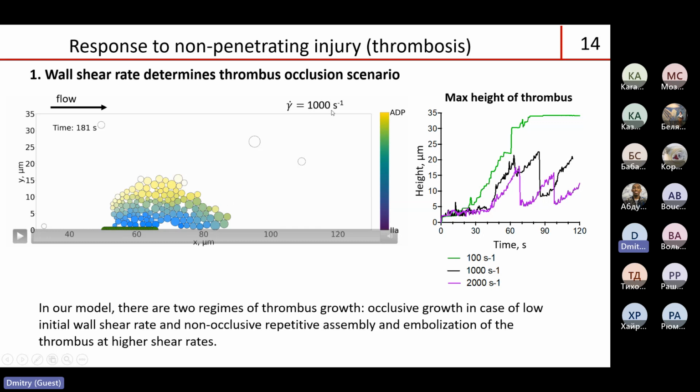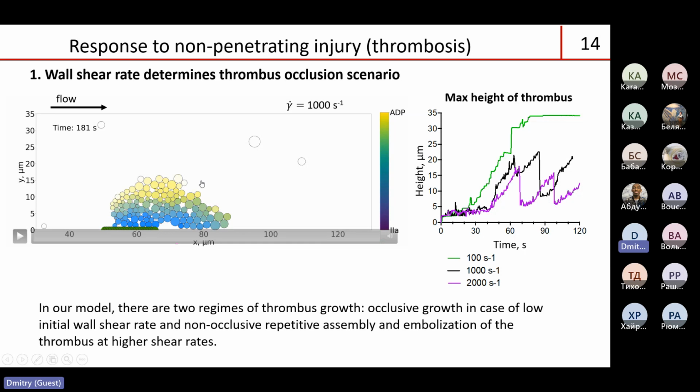But what is interesting is that, for example, if we change the shear rate from 1000 inverse seconds to like 100 inverse seconds, we see the formation of occlusive thrombi. So the height increases, and all of a sudden the stable occlusive thrombus forms, and the velocity of the blood in the vessel drops significantly. But in case we have rather high shear rates like 1000 inverse seconds or 2000 inverse seconds, which are normally considered in arterioles like this, we see these cycles of growth, disruptions, and growth again.